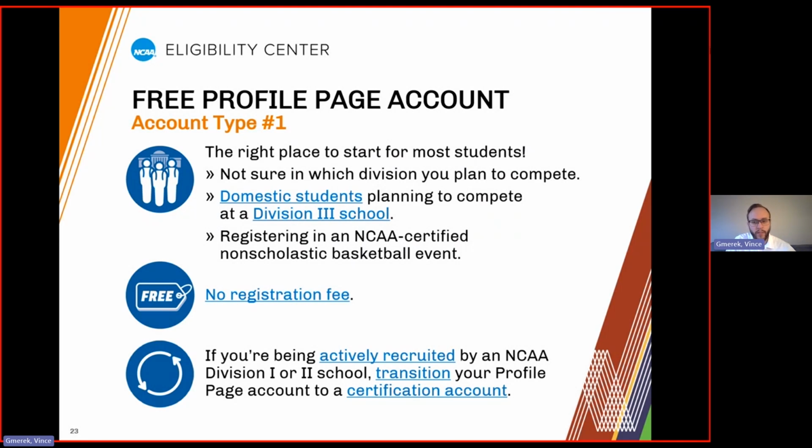At this time, we only have those events in that process for basketball athletes. So if you compete in another sport other than basketball, you would not need a profile in order to engage in any secondary school level competition, but that is always subject to change and might change in the future. Again, the main benefit of the profile page is that it is absolutely free, costs absolutely nothing, and you can register it at any time. Then, if you're actively being recruited by an NCAA school, you can then transition that profile page into a certification account once you're ready and you've decided where you would like to be attending school.